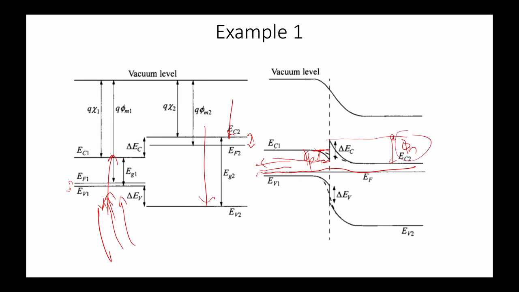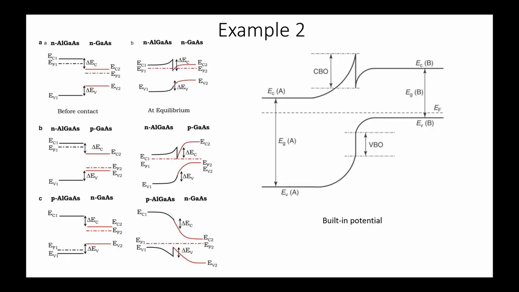So the band bending at this interface is lesser, because of the more doping in the p side. Okay, and another thing I wanted to tell you is, this is EC2. Okay, let us see the next example now.